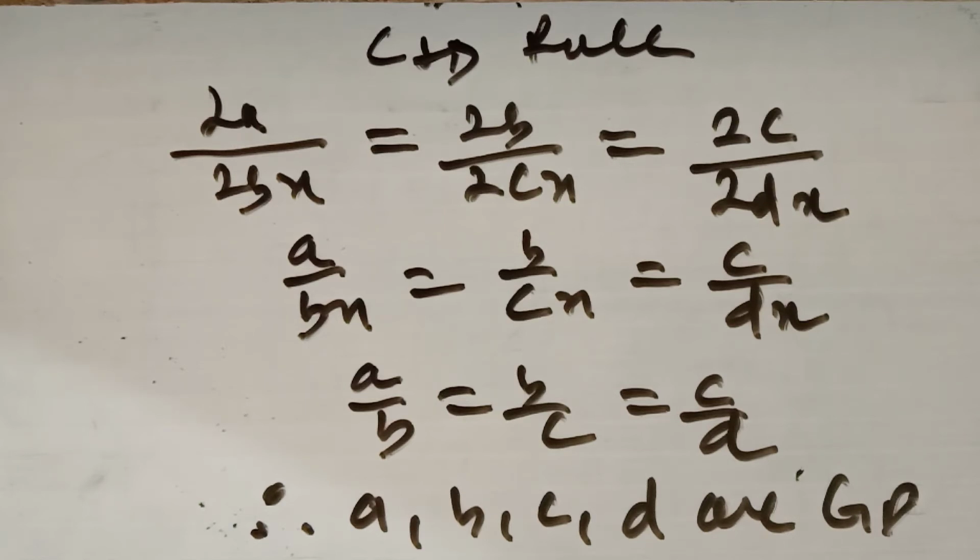Now in question number 14, if you read it, let S be the sum, P be the product, and R be the sum of the reciprocals of n terms of a GP. So S, the sum, is given, P, the product, is given, and R, the sum of the reciprocals of the terms of the GP, is given. You have to prove that P squared R to the power n is equal to S to the power n.